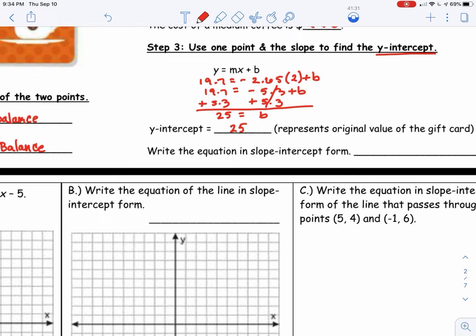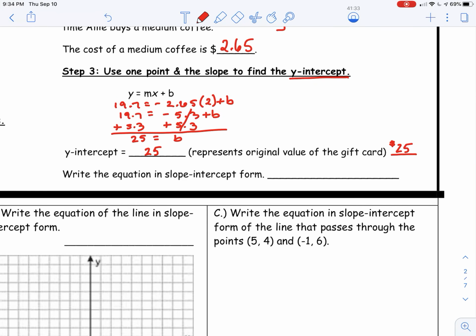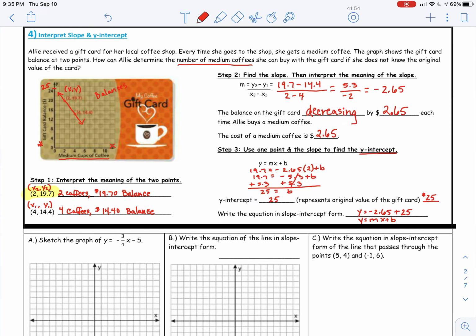Now let's write an equation to represent this information. So remember, we're using y equals mx plus b. Let's just fill in our parts. We always leave y by itself. Our slope was negative 2.65. And our y-intercept is 25. Okay, so with this particular word problem, we can figure out some information.